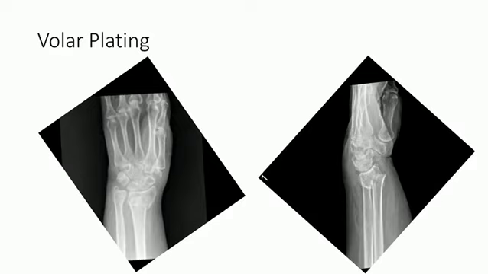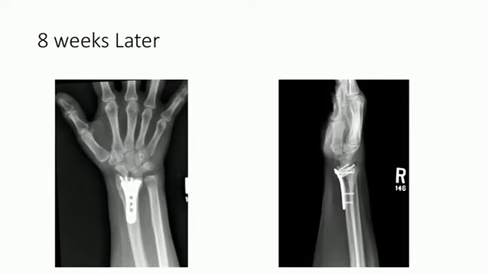Volar plating tends to be the workhorse. We reserve this one for probably 80–90% of our fractures. We want to get our screws right along the subchondral bone. They can be locking. We do want to make sure that we don't stick them out long on the dorsal cortex because that can be associated with tendon rupture.